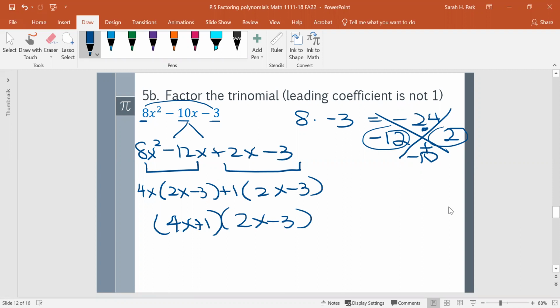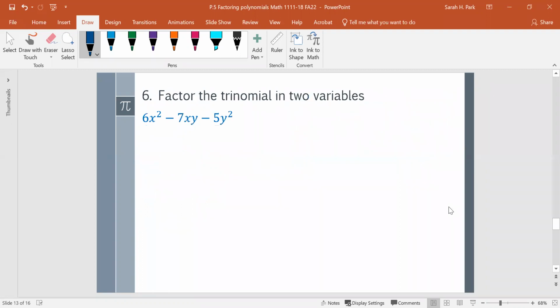Okay, we'll move on to number 6. This is factoring a trinomial with two variables. We have 6x squared minus 7xy minus 5y squared. And it's two variables because we have the x and the y terms. So in this case, you have the 6 and negative 7, negative 5. They don't have anything in common. So we're going to multiply the 6 with the negative 5, the first and the last numbers, negative 30. Think about what multiplies to negative 30 and adds to negative 7.